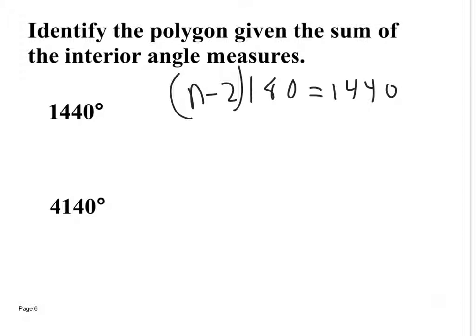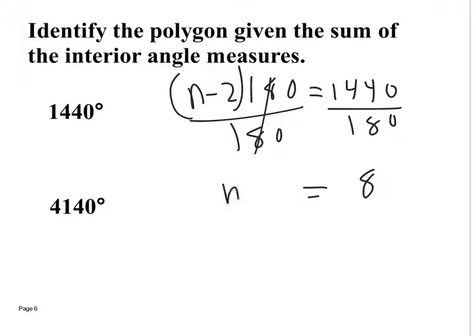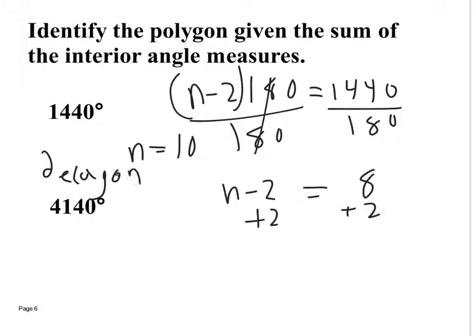The first thing I need to do is divide by 180. So I take 1440 divided by 180, which is what? Now you get 8 here. So n minus 2 equals 8. So I add 2 to both sides. N must be 10, okay, which is a decagon. Decagon.